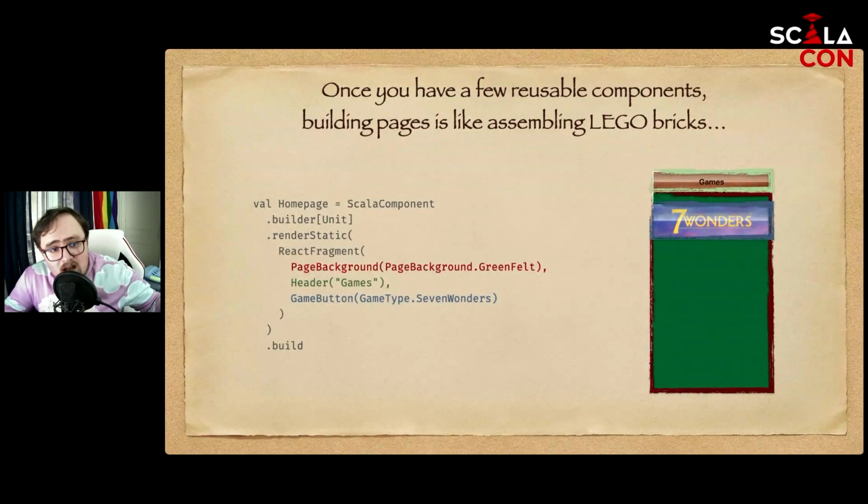And then once you have a few reusable components like header, assembling pages is a lot like assembling Lego bricks. So for this games page, all we need to do is take the page background component and stack the header component on top, and then stack the game button element on top of it. And there you have it, a fully functioning games page.